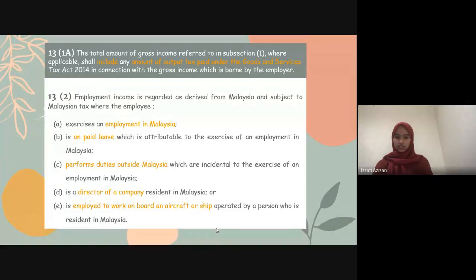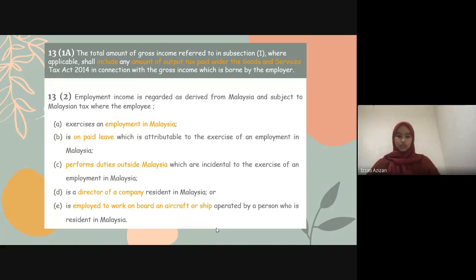Okay, section 13(1)(a) states that the total amount of gross income referred to in subsection 1, which is benefits, salary, wages and so on, shall include any amount of output tax paid under the Goods and Services Tax Act 2014 in connection with the gross income which is borne by the employer. Output tax is a GST that is charged on sales.